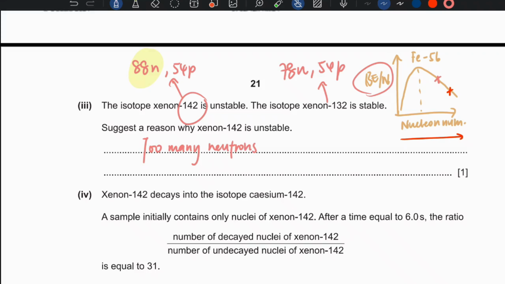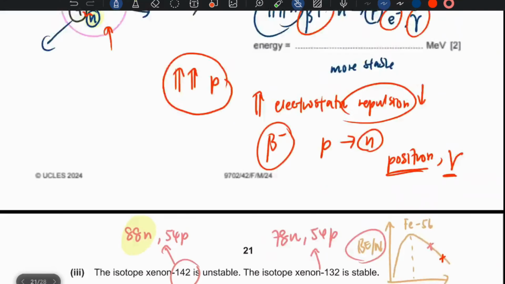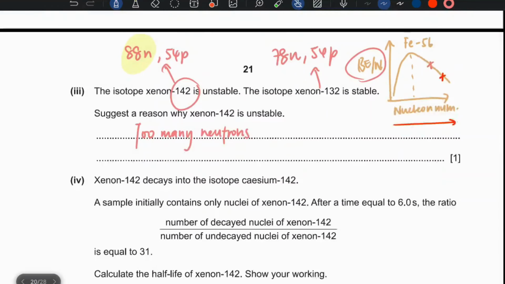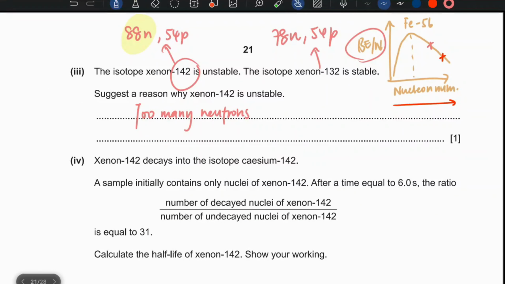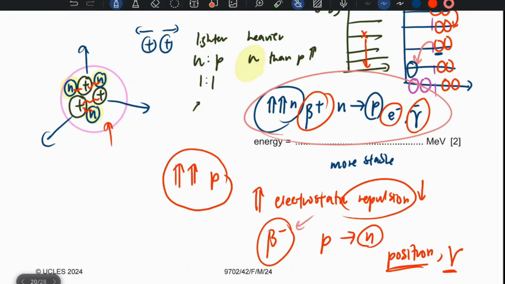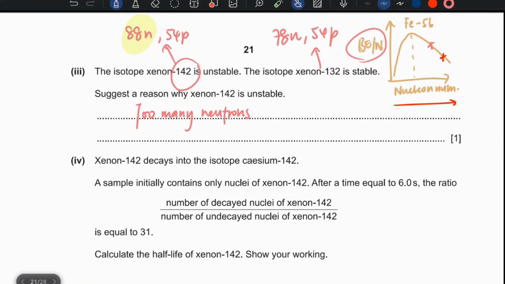If, let's say, the question asks how we can make xenon 142 stable, you do beta minus decay. You mention that xenon 142 has to undergo beta minus decay. If it's too many protons, you undergo beta plus decay. If they did not ask, just say too many neutrons. This would also be an acceptable answer.